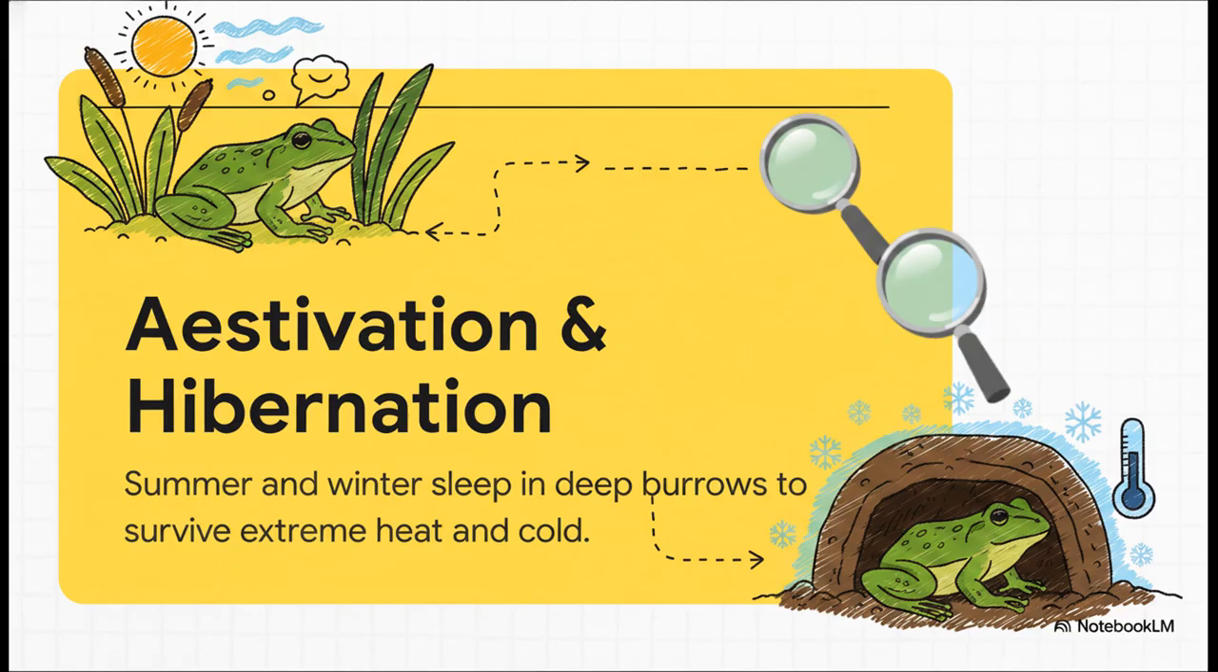Of course, survival isn't just about movement. It's about enduring the environment. Frogs are poikilotherms, meaning they're cold-blooded, so their internal body temperature fluctuates right along with the outside weather. To survive, they rely heavily on camouflage to hide from predators. But when extreme summer heat or freezing winter cold hits, they employ these fascinating survival strategies: estivation, which is summer sleep, and hibernation for winter sleep. They basically tuck themselves into deep burrows and just wait out the extreme temperatures safely.